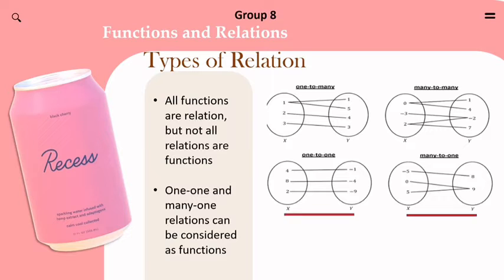Types of relation. All functions are relations, but not all relations are functions. One-to-one and many-to-one relations can be considered as functions. As you can see, in one-to-many, 1 is related to both 1 and 5. That makes it a relation. So is the many-to-many. In the many-to-one example, 0 is only related to 9. That is considered a function, even though 5 is also related to the range 9. It is because the domain is only related to one range.